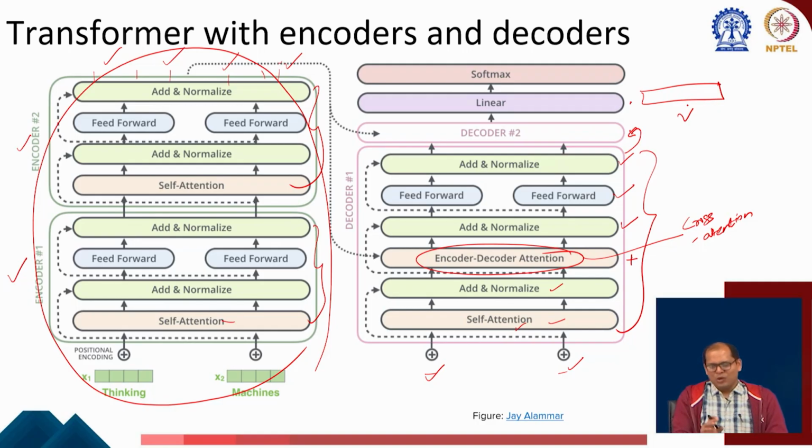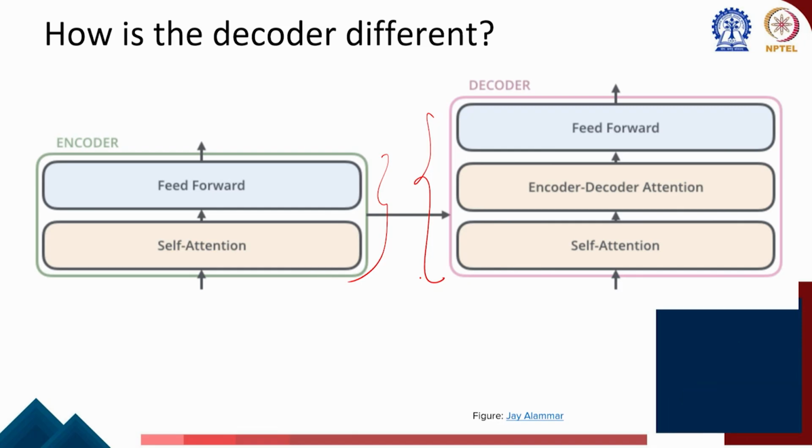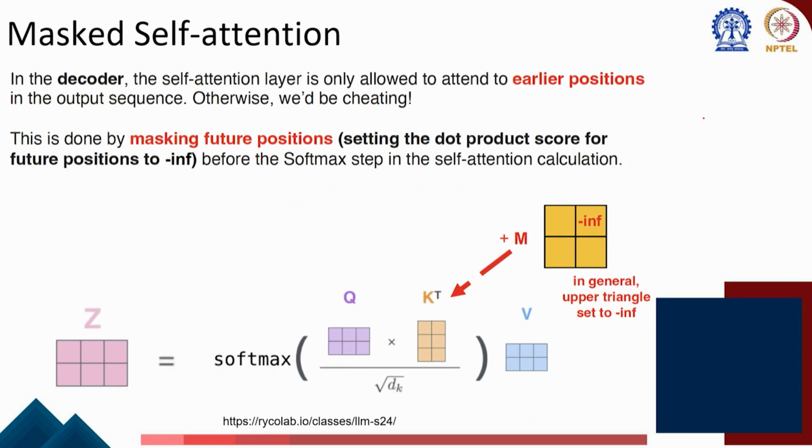So let us see what is new in the case of the transformer decoder. In a nutshell, this is the encoder, and this is what you have in the decoder: self attention, this extra thing, and feed forward. But even in self attention with the decoder, there is some slight change compared to the encoder, and this is why it is called masked self attention.